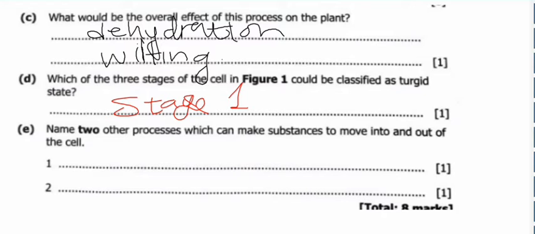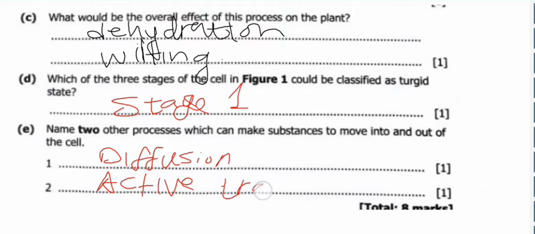E. Name 2 other processes which can make substances move into and out of the cell. So the first one, we have diffusion. Then the last one is going to be active transport.